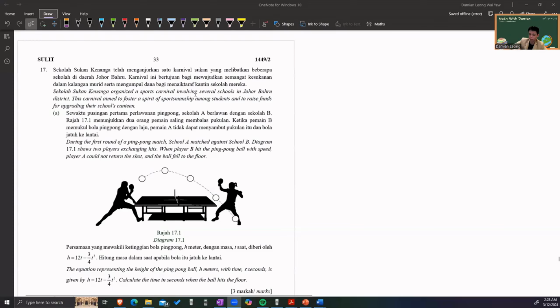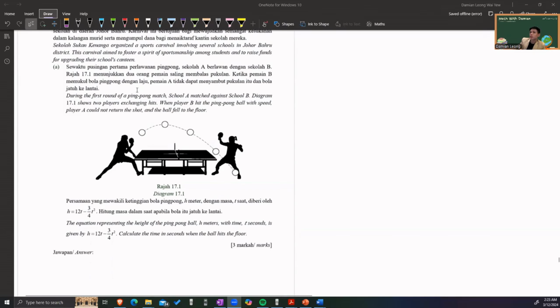And question 7. Sekolah Sukan Kenanga organized a sports carnival involving several schools in Johor Bahru. So the carnival aimed to foster the spirit of sportsmanship and to raise funds for their school canteen. So during the first round of ping pong match, school A matched against school B. This shows two players exchanging hits. When player B hits the ping pong with speed, player A could not return the shot and the ball fell to the floor.